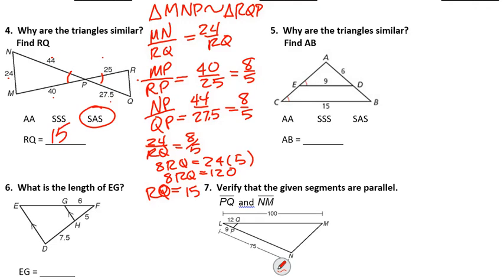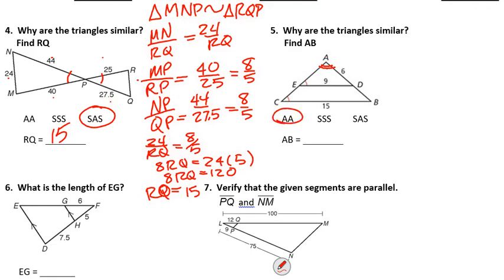When we're talking about number 5, it says, why are the triangles similar? Well, I only have one pair of sides here, so I know it can't be side-side-side and it can't be side-angle-side. But I do also have an angle that's shared up here by both triangles, and that would be angle A. So this is going to be angle-angle.